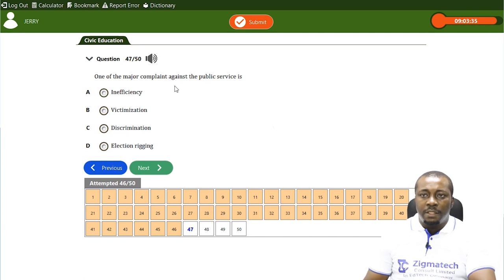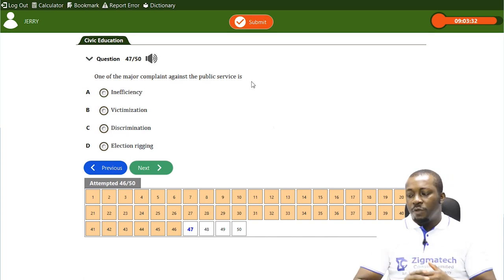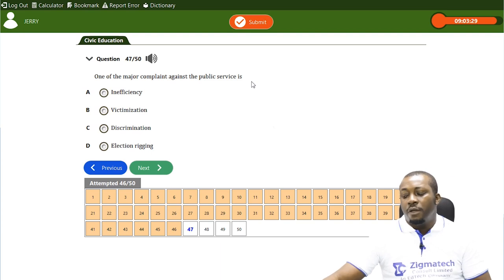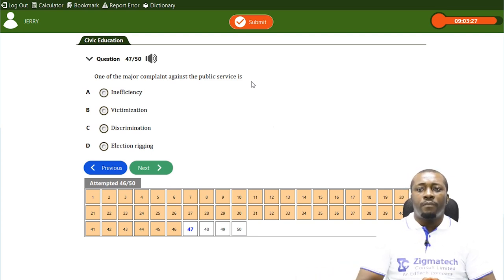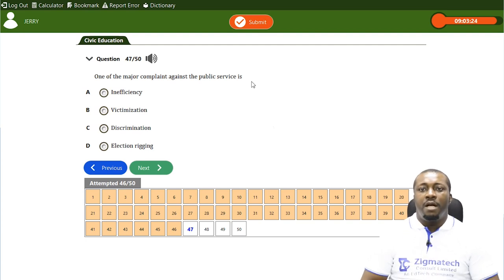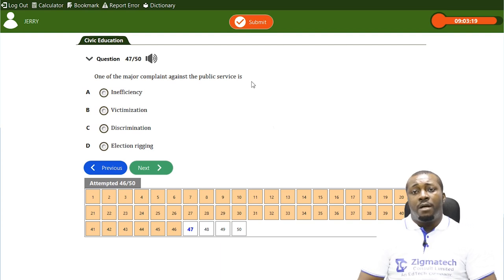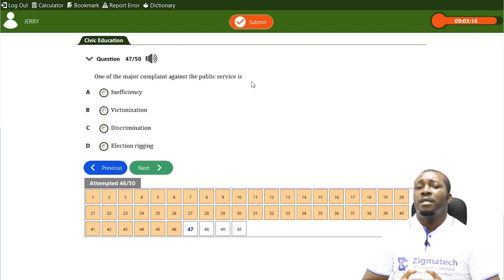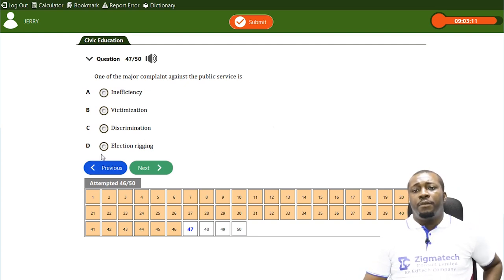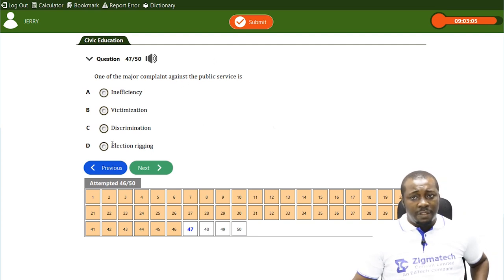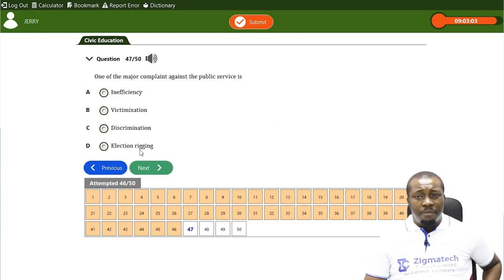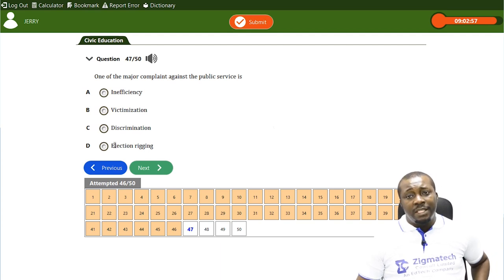Now, one major complaint against the public service is... Now, this question tests your knowledge on the problems of public service. Now, if you remember, we talked about bribery and corruption, bureaucracy, red tapism, nepotism, negative attitude to work, and many others. Now, let's start from this. This says rigging of election. It's not a problem of public service, because public service is not even a political body. Election does not really affect it. Its members are not elected officers.